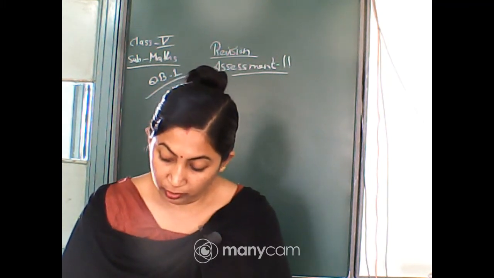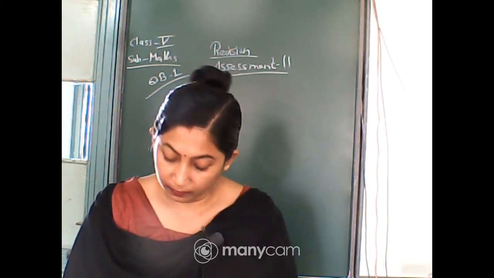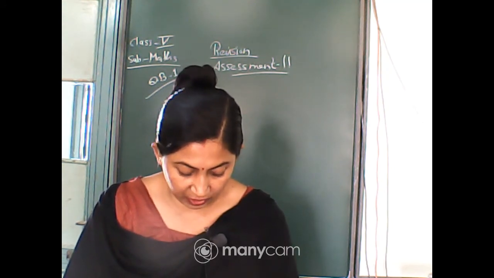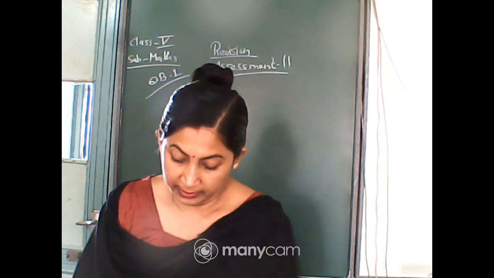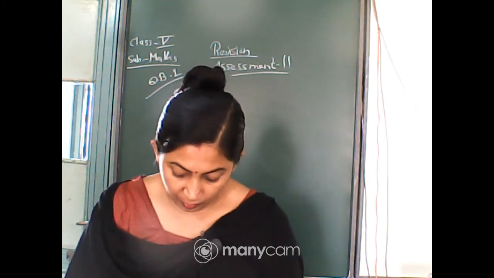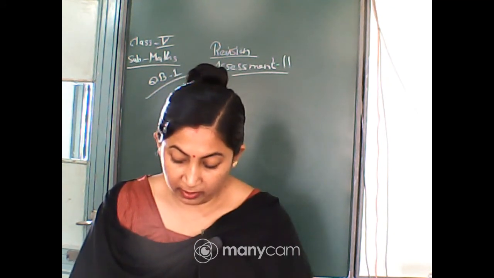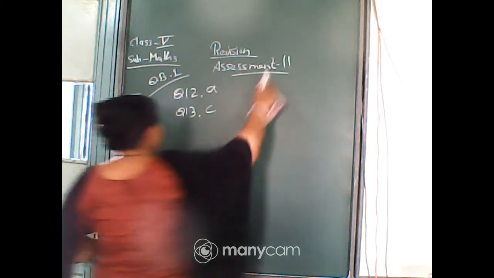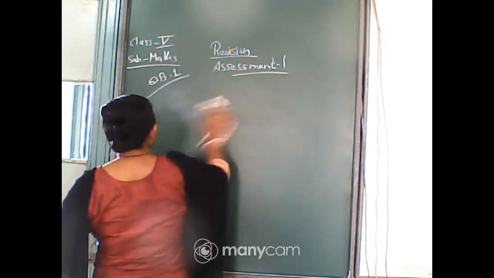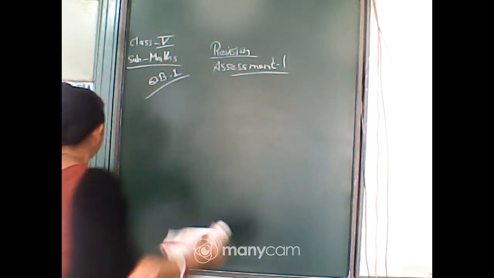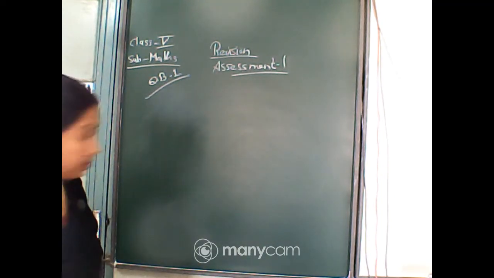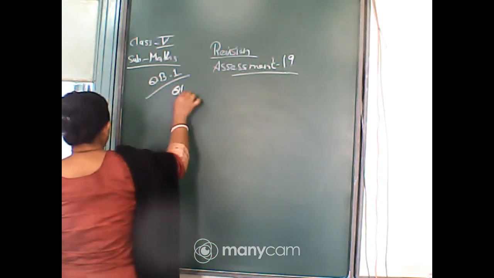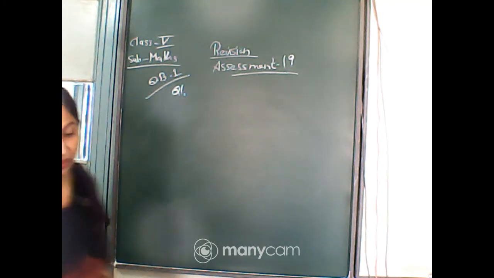Now come to volume. Volume, that is page number 301. Page number 301. Question bank 19. Here we will calculate and then we will write the answer. Okay.